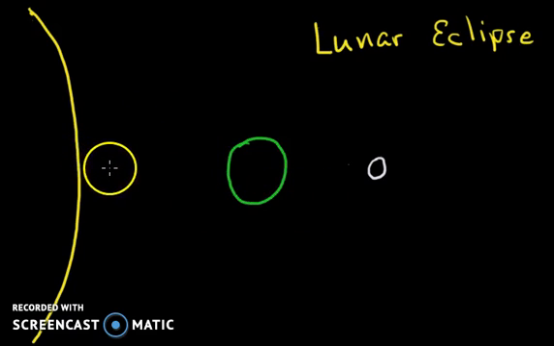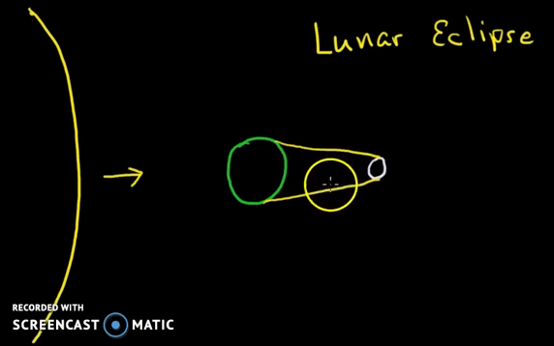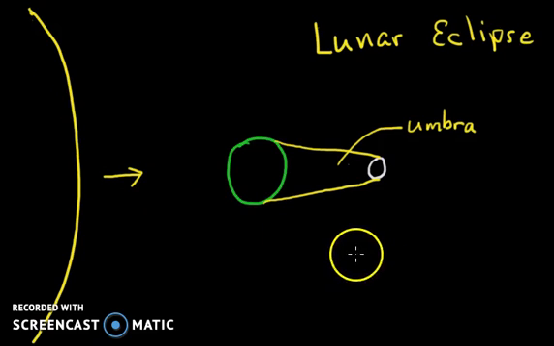So as the Sun's rays travel toward us, it's going to cast a shadow on the Moon, something like this. And just like in my video about solar eclipses, this area would be called the umbra. The umbra.